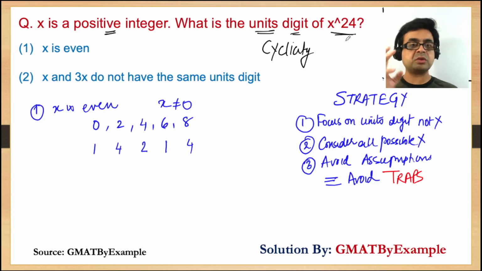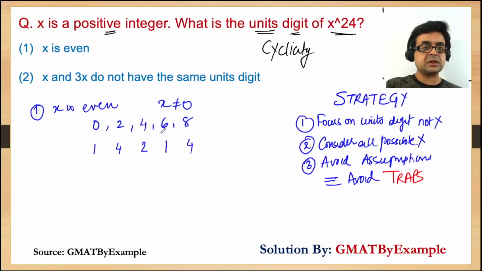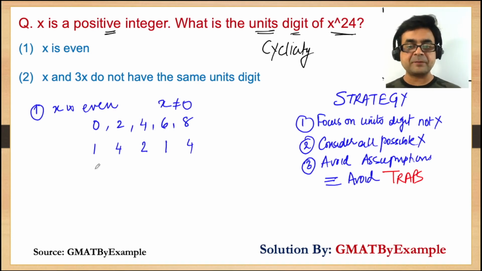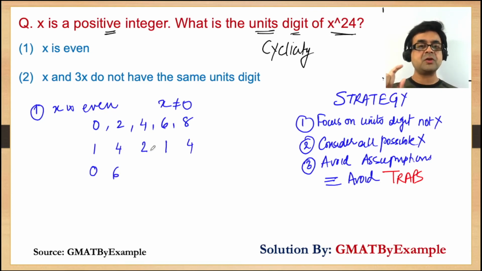Now you have to realize that 24 is a multiple of 4. So we are looking at each of these units raised to the power of 4, and that unit will cycle through, right? So for 0, the units digit will be 0. For 2, 2 to the power of 4 is 16. So the units digit is 6. For 4, we are looking at 4 to the power of 4, right? The units digit will be 6 again, and you will find that for 6 and 8 also, the units digit is always 6.